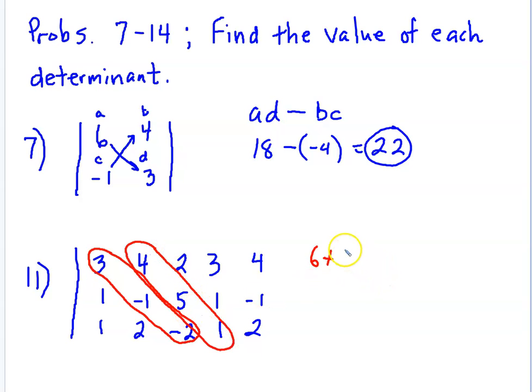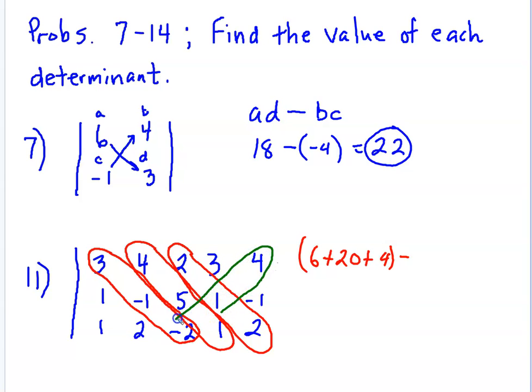4 times 5 times 1, that's 20, plus, and then do the next diagonal. 2 times 1 times 2 is 4. Okay, and you're still subtracting, but now I'll change colors just to emphasize this. Now you're going to do the diagonal going the other direction.